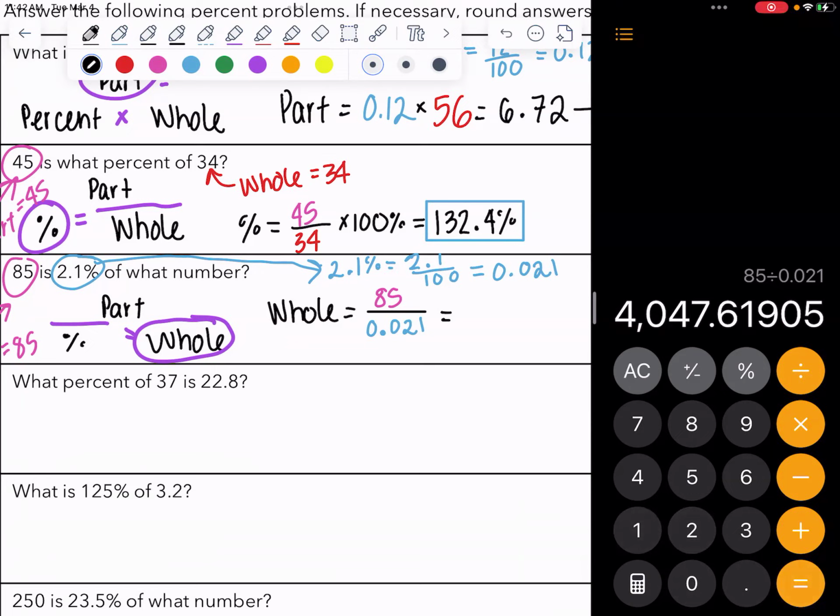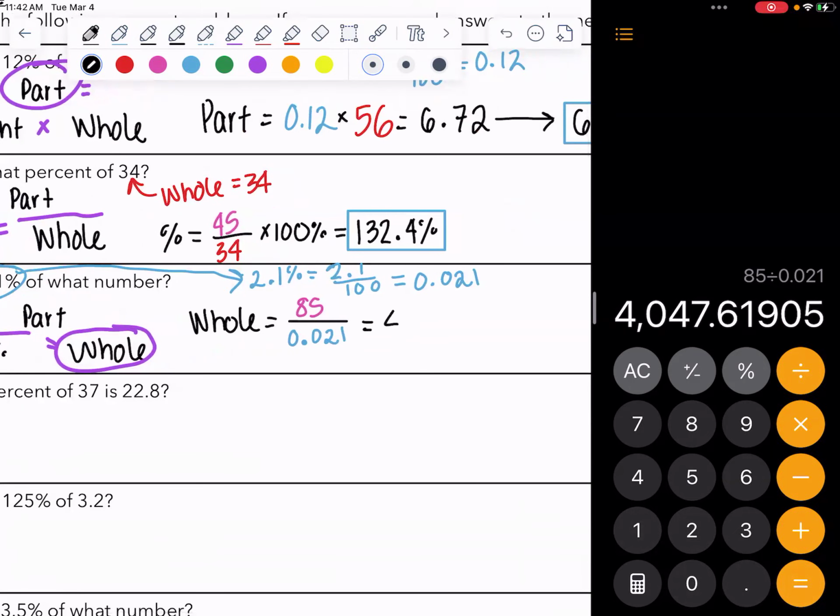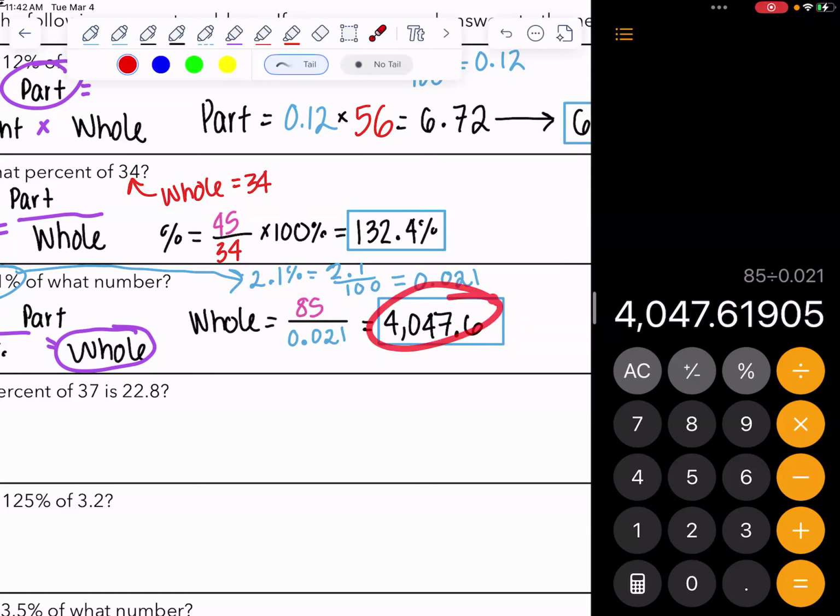And then I'm rounding this to the nearest tenth. This is 4,047.6. So 85 is 2.1% of 4,047.6.